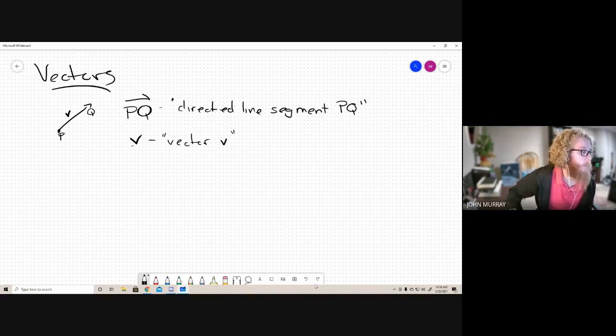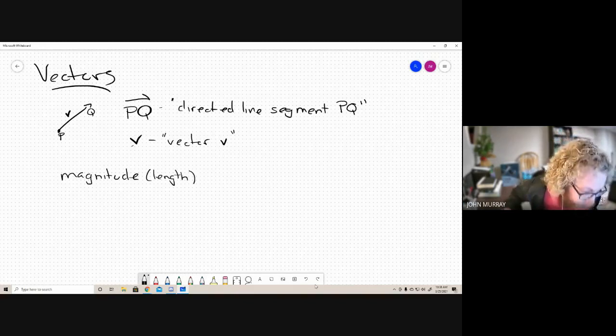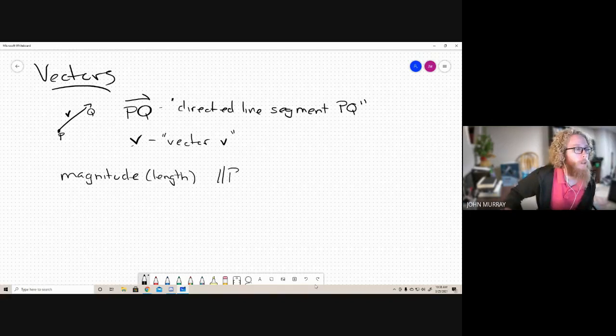All right. We also learned that we can find the magnitude, which means the length of the line. And that is denoted with two absolute value signs on the outside, right? And then we can find that using our good old-fashioned distance formula.